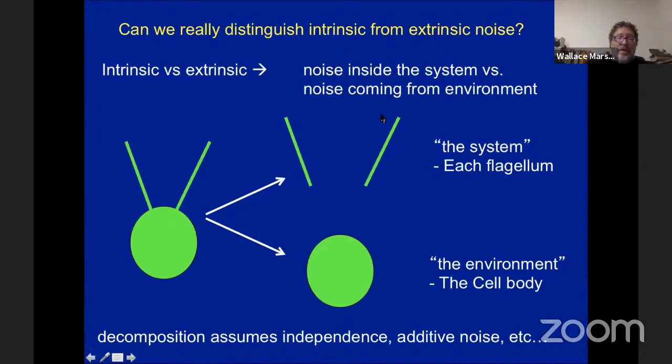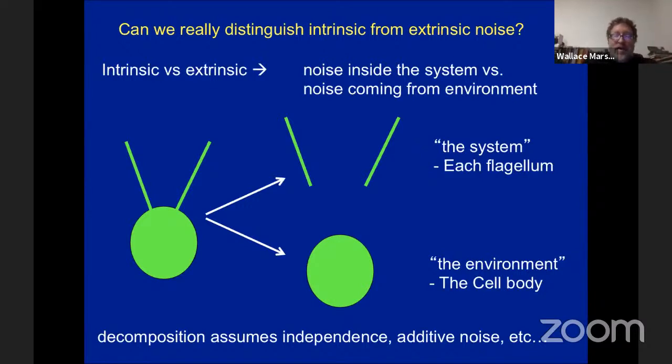So again, as I mentioned, one typically would like to talk about intrinsic and extrinsic noise. Intrinsic meaning noise sources that are within the system. In this case, the system is the flagellum. And there also could be noise sources coming from the environment, so the extrinsic noise. In this case, the environment is actually the cell body, which the two flagella are attached to. And so you can imagine fluctuations in either of those contributing to the noise that we see.